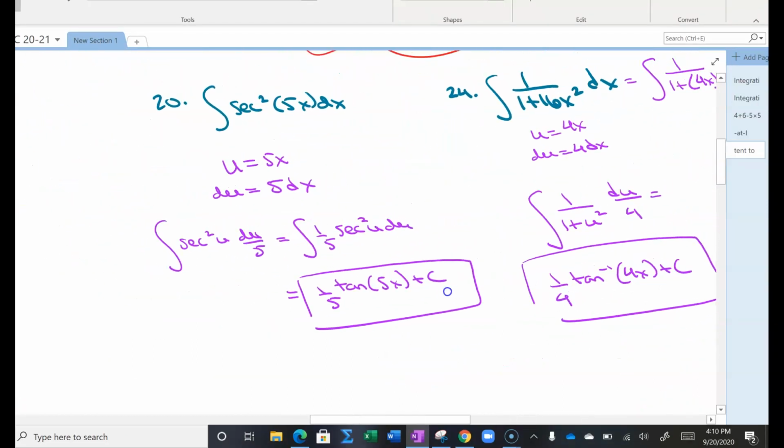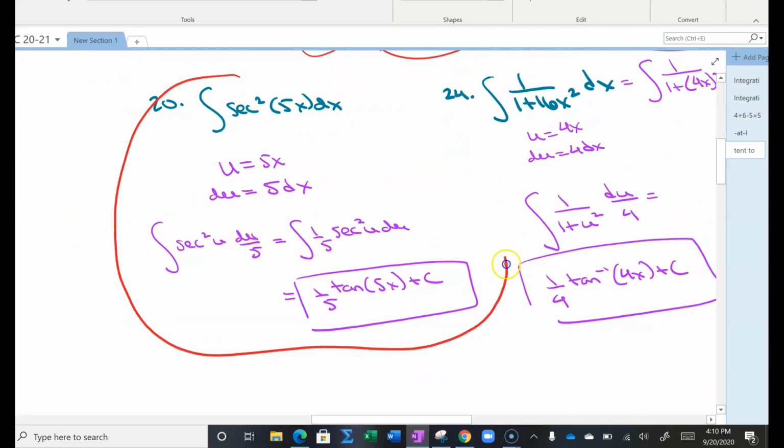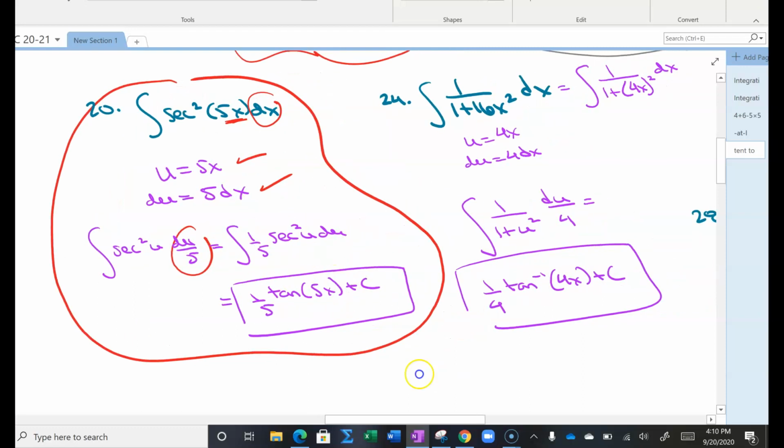All right, Braden, here's 20. I think I told you this in class, that whenever there's kind of an inner thing going on, I tend to always try that first for u. So u is 5x, du equals 5 dx, and if you solve for dx, you get dx is going to be du over 5. Clean it up, and then 1/5 tan 5x plus c.